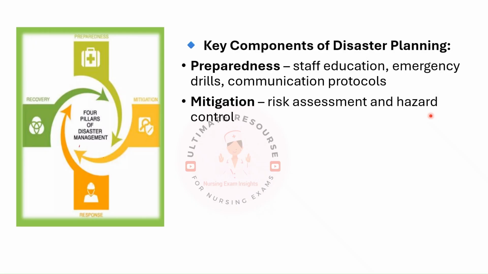Next is mitigation. Mitigation is reducing or preventing the impact of disaster, which means you identify potential hazards like fire, flood, explosion, and epidemic, and you conduct risk assessment in all hospital areas, and implement safety measures like fire alarms, exits, infection control, etc. So this is the second one.